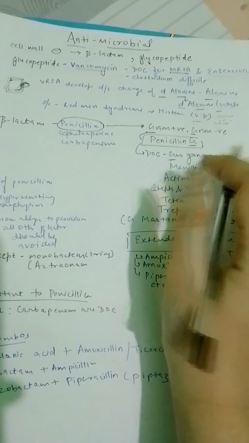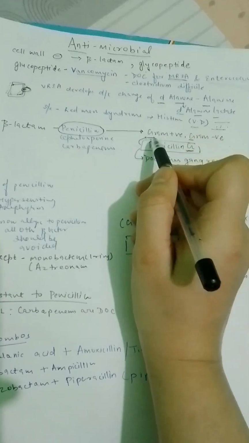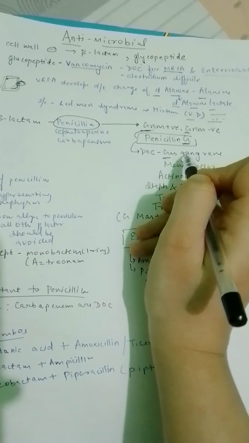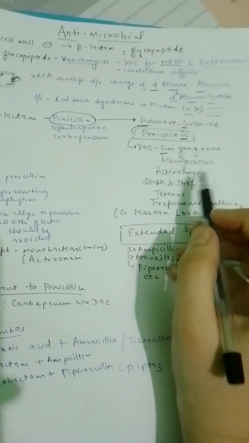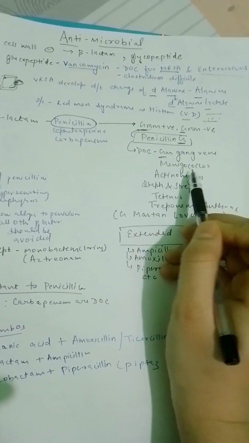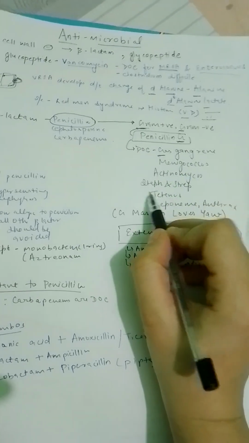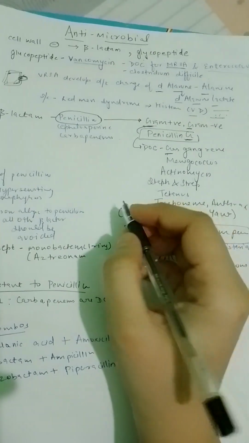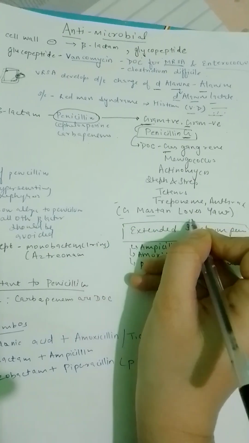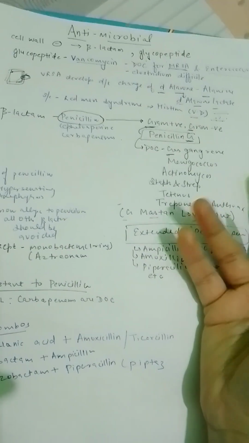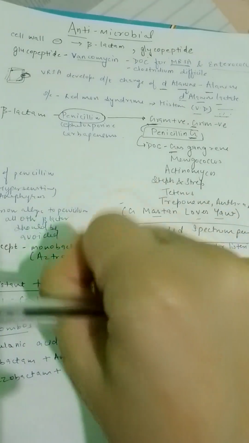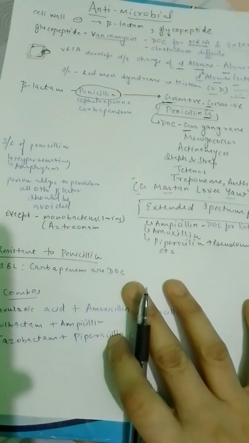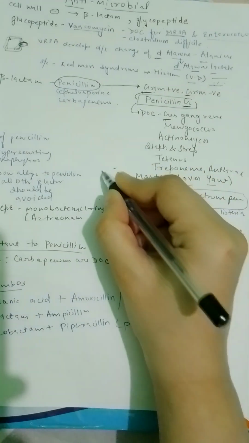In penicillin G there is G, for gas gangrene. So it is used in gram positive and a few gram negative, and it is the drug of choice for gas gangrene. That's how I remember it. Penicillin can also be used in meningococcus, actinomyces, streptococcus, tetanus, treponema, anthrax, etc. As a mnemonic we can remember "G Master loves yours". Just for remembering purposes you can learn that, to recall where penicillin is basically used.